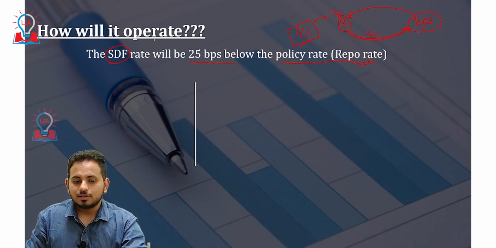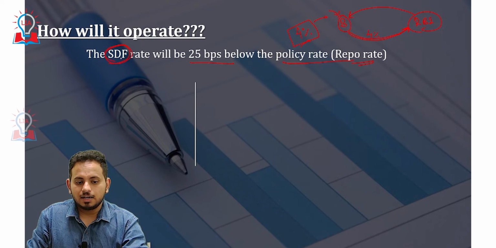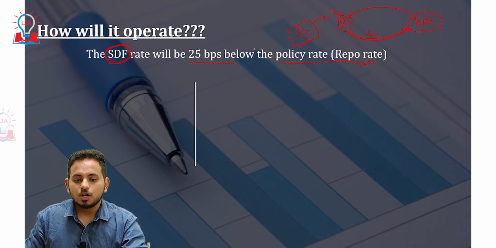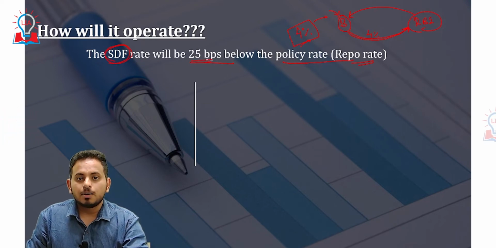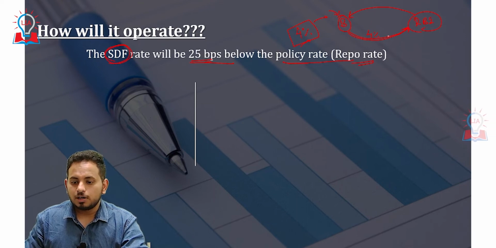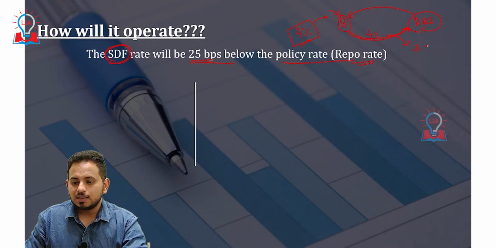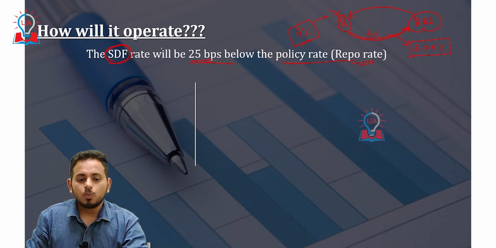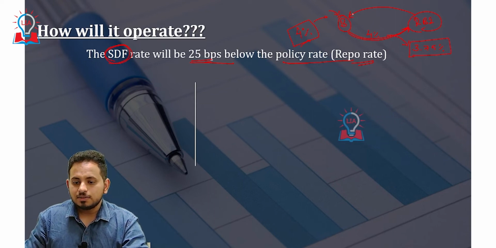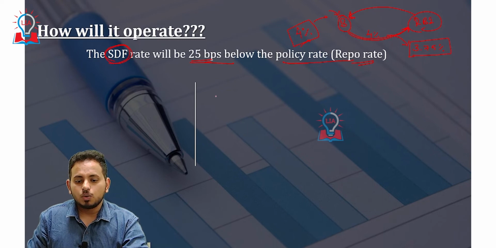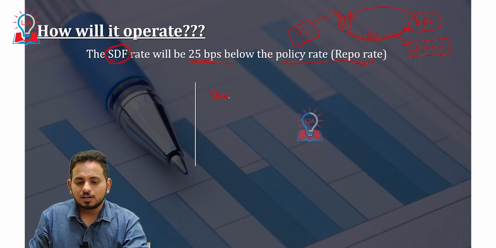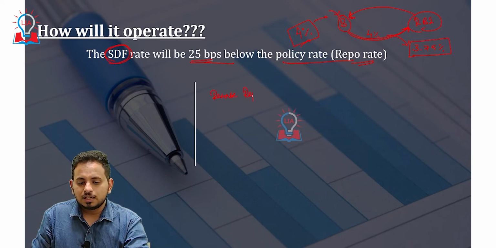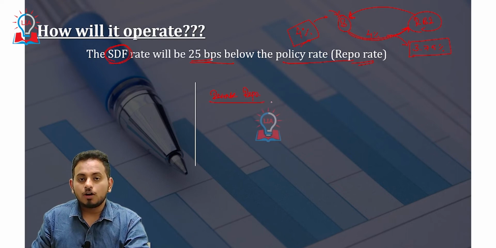And this SDF rate, Standard Deposit Facility rate, would be 25 basis points below the policy rate. Now the policy rate is 4%, then the SDF rate would be 3.75%. I hope you have understood this. So how will the SDF work? We have seen this is called repo, and now let's understand reverse repo, which is the opposite of repo.